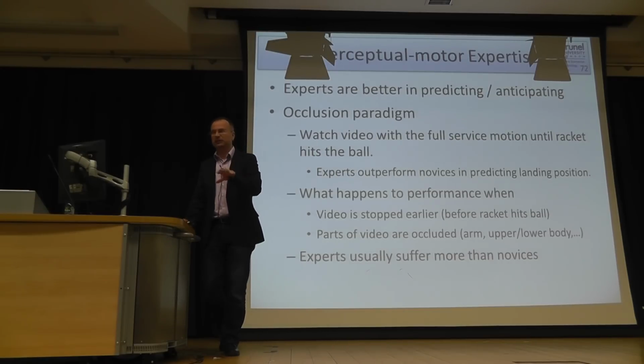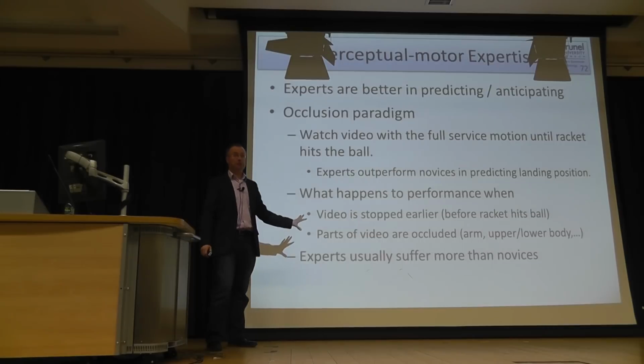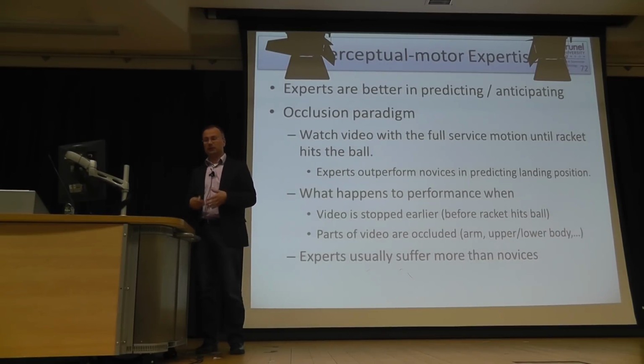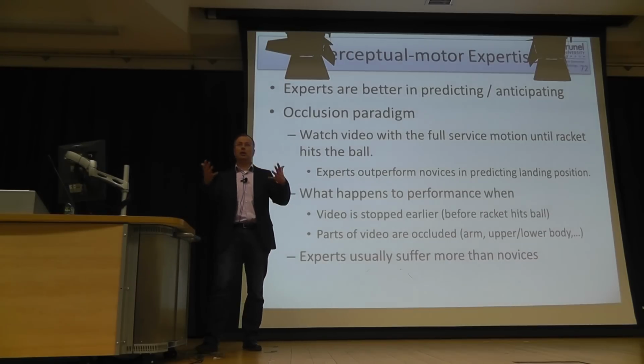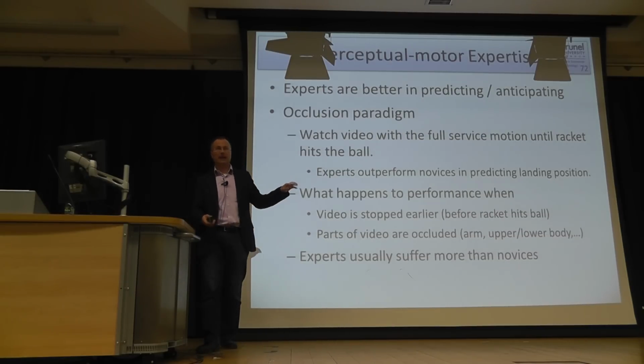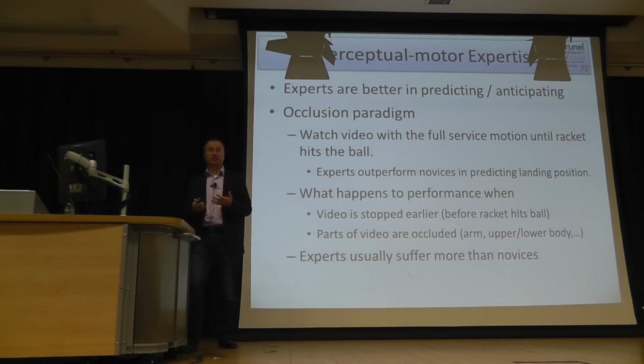That goes down a little bit. However, experts suffer quite a bit more. So they are quite good at prediction, but if you take away any further information, they lose drastically. So they use a lot of information to predict where the ball will go in this example of tennis. And this gives them a time advantage.